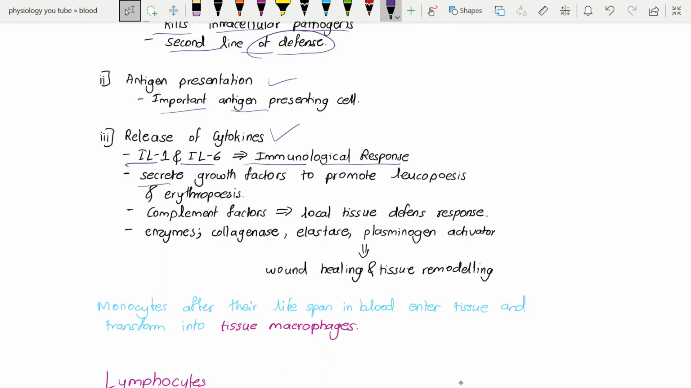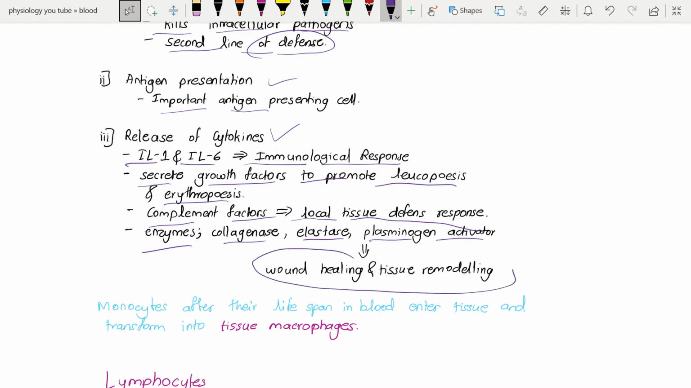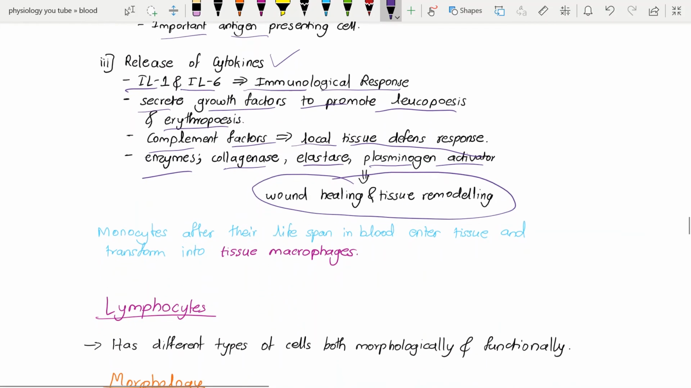They secrete growth factors to promote leukopoiesis and erythropoiesis. Complement factors which induce local tissue defense response. Enzymes collagenase, elastase, and plasminogen activator, which help in wound healing and tissue remodeling. Monocytes, after their lifespan in blood, enter the tissue and transform into tissue macrophages.